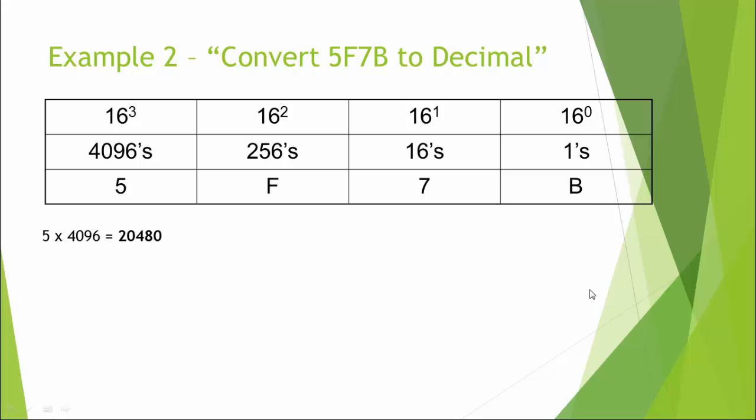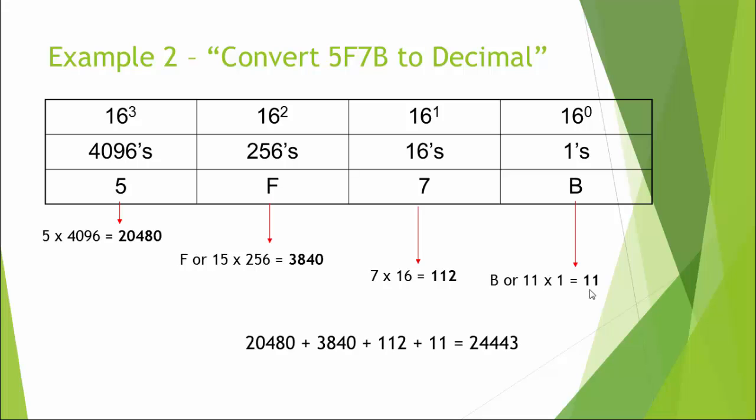Let's see if I got it right. 5 times 4096, 20,480. 15 times 256 is still 3840. 7 times 16 being 112. And 11 times 1 being 11. Add them all together, and we get our decimal version of 5F7B.